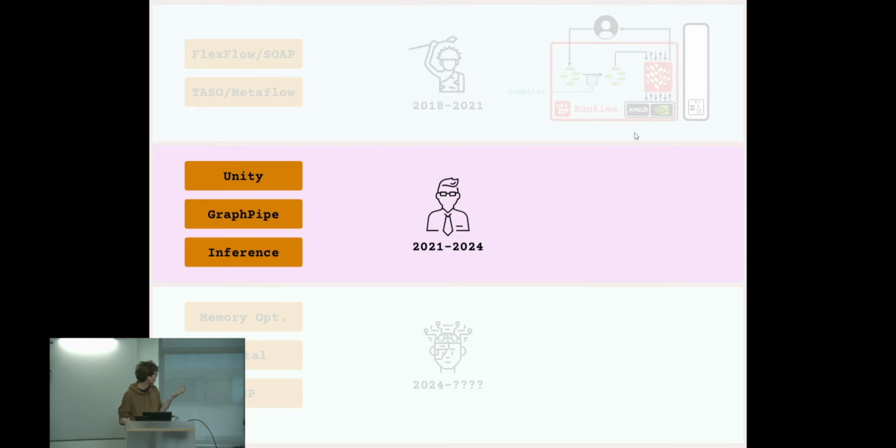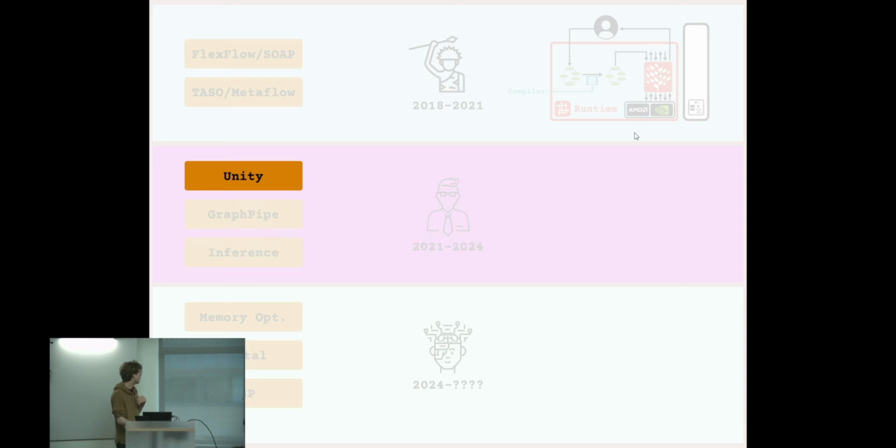But moving forward to 2020, 2021, the big change was Unity, which attempted, as opposed to doing each of these optimizations independently, to actually do them jointly. So Unity attempted to do both algebraic transformations, essentially the Tasso piece, and parallelization, the FlexFlow piece, all together. And not sequentially, not considering one and then considering the other and combining the solutions, but actually considering this all as one exponentially enormous space.